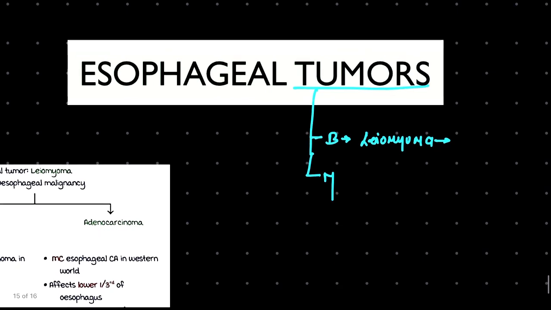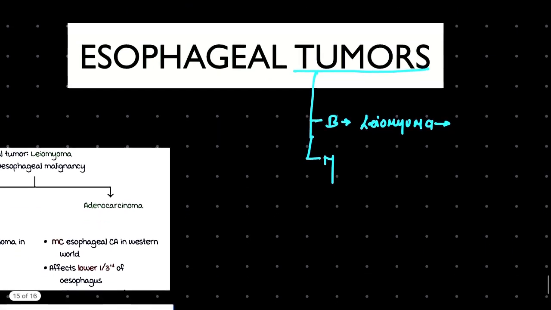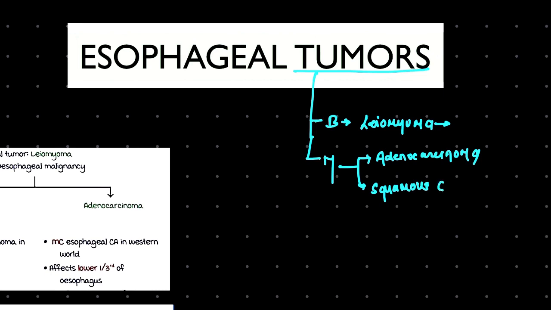And in detail, what we are going to deal with right now is the malignant tumors of esophagus. The malignant tumors that we are going to talk about are adenocarcinoma, and another is squamous cell carcinoma. Okay, now without delay, let's move toward its types.